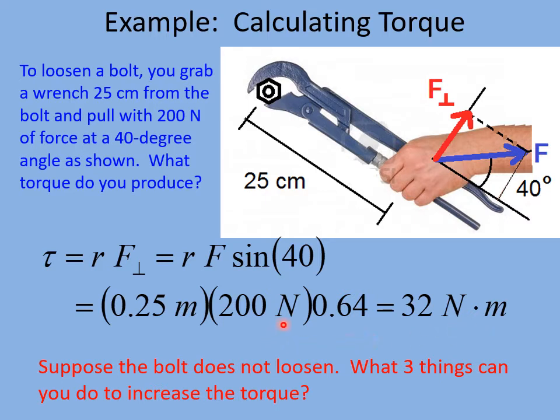So notice the units of torque. We get newtons from the force, and we get meters from the radius. The sine has no units. It's just a number. Now, here's a conceptual quiz for you to think about. Suppose the bolt does not loosen. What three things could you do to increase the torque? Go ahead and pause the video and think about those, and then we'll discuss it.